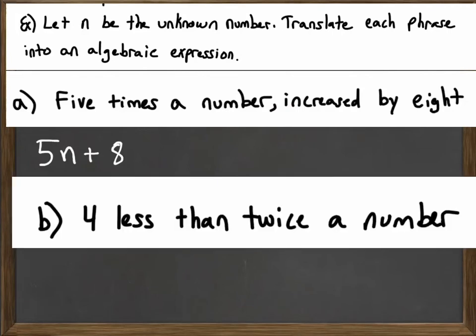Okay, let's consider part B here. 4 less than twice a number. This is the one I mentioned before, the subtraction one. Less than means you're going to be taking the 4 away from twice a number. So that means the first thing we're going to write down is twice a number, 2n. And it's 4 less than, so we're going to be taking 4 away from that.